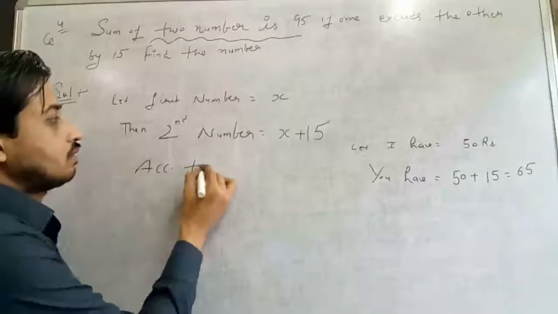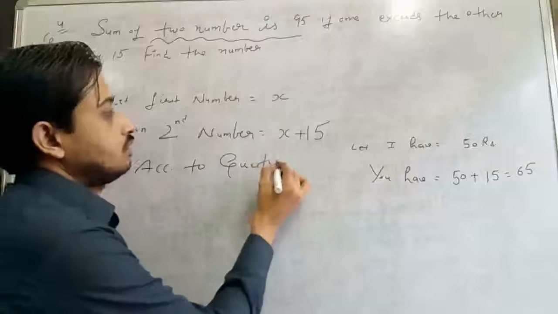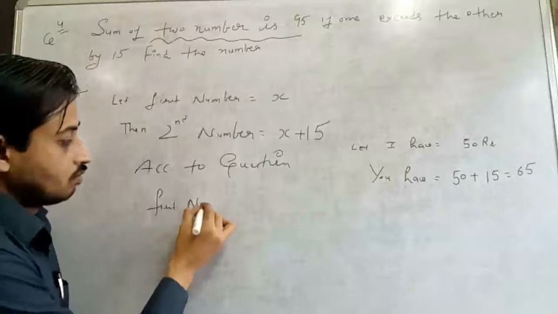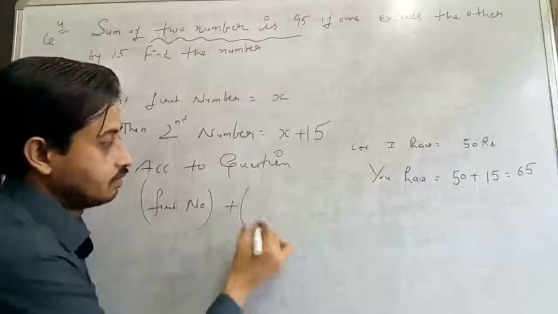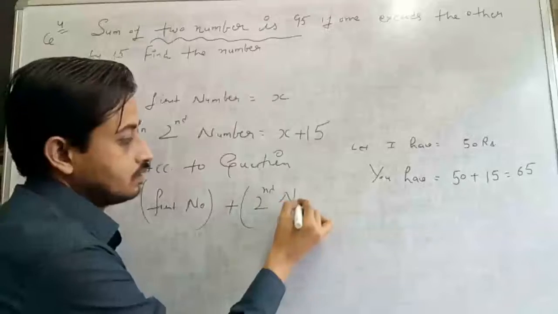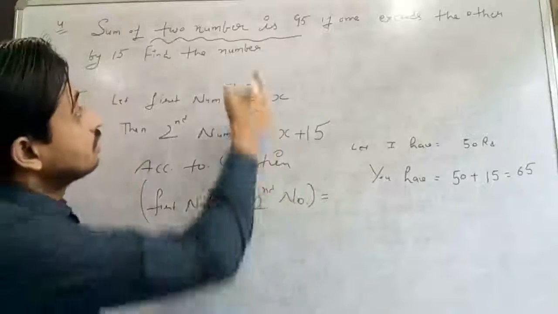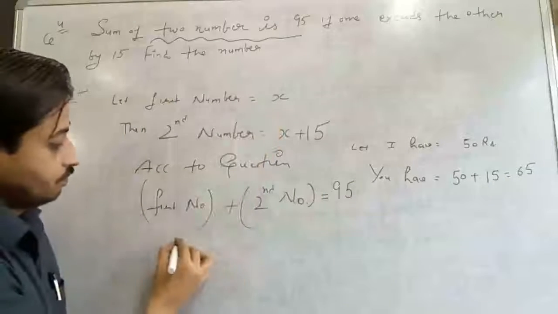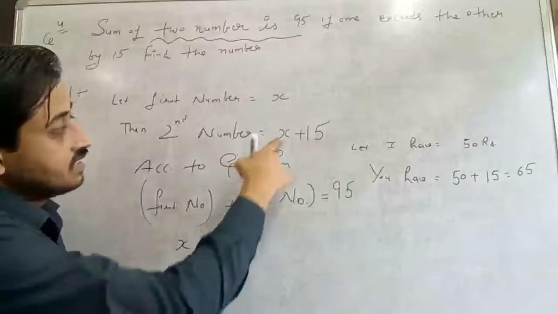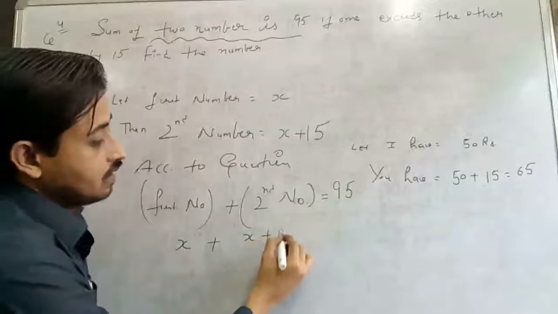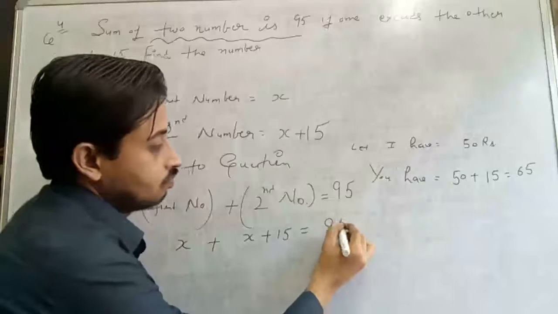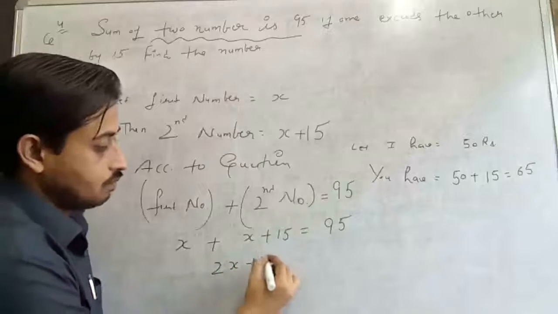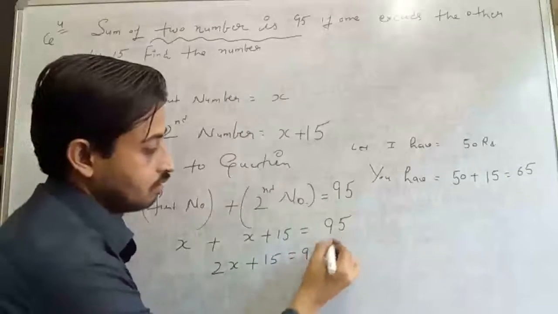So according to the question, the sum, first number plus second number, gives us a total of 95. Our first number is x and the second number is x plus 15, which is equal to 95. Now x plus x is 2x, plus 15, we have 95.